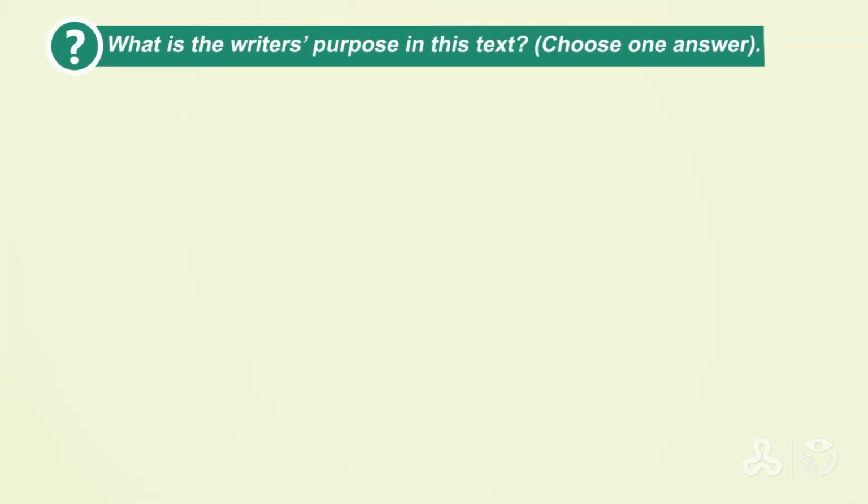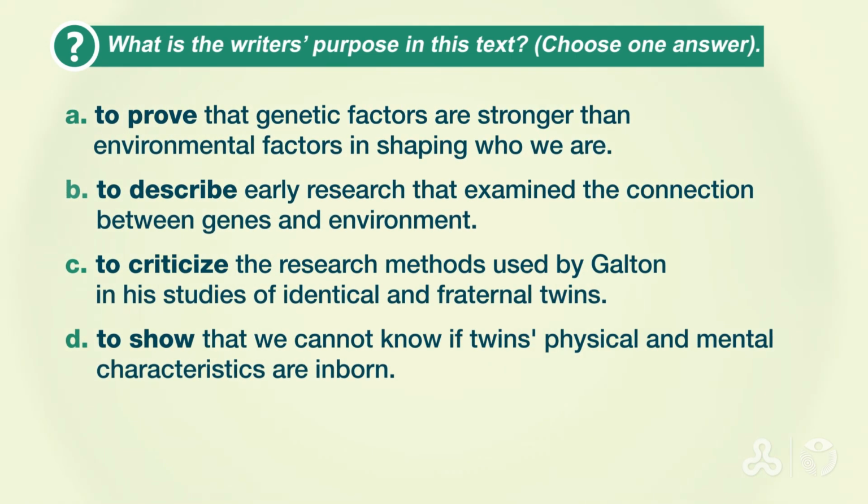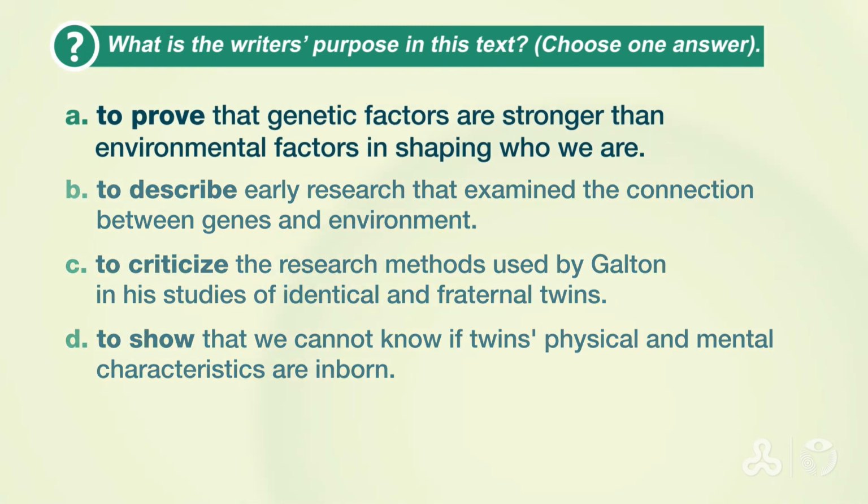Okay, so one last question. What is the writer's purpose in this text? Choose one answer. Now remember the writer's purpose. מה מטרת הכותבים בטקסט הספציפי הזה? ותחשבו על זה תמיד במובן של מה הכותבים עשו בטקסט הספציפי הזה. Now, we have 4 options. We're going to read the options together, and then I'm going to let you have some time and choose the correct answer.